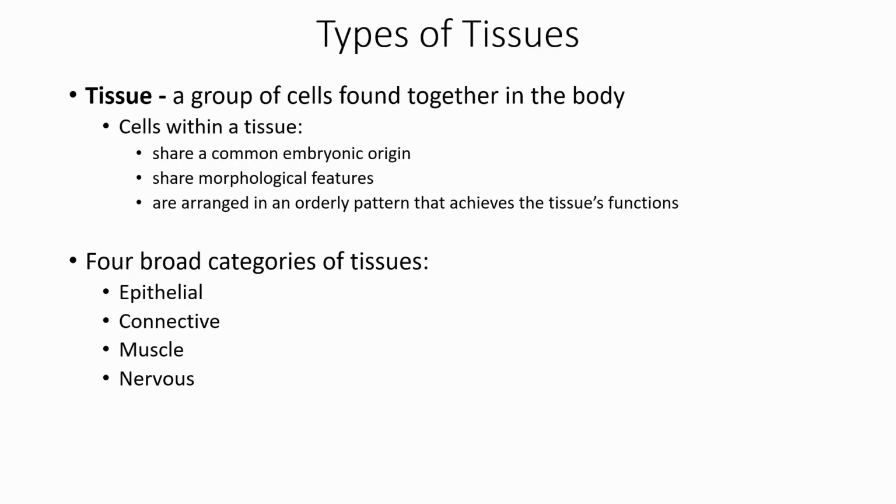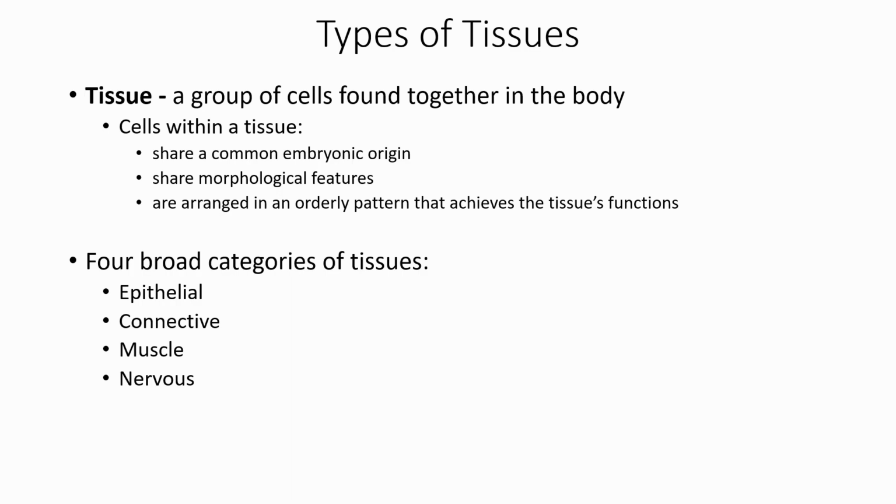So first and foremost, before we even talk about 4 different types of tissues, we have to define what a tissue even is, right? So a tissue is just a group of cells that are found together in the body, and they look the same, they have the same embryonic origin. So when we say share morphological features, we mean they look the same, right? They act the same, and they're arranged in a specific pattern to achieve a certain function. So the cells within a tissue basically are like all copies of each other, right? They're all basically the same cell over and over and over again, grouped together to do a specific job.